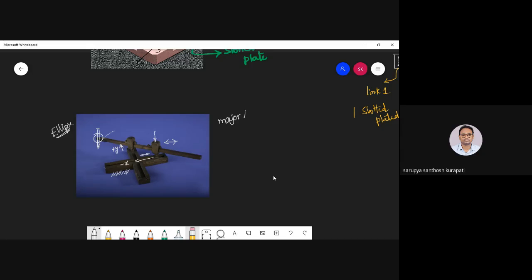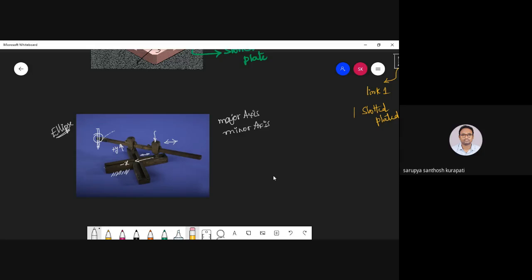So how you are going to get the major axis and the minor axis, we are going to discuss now. I hope you have understood, right? Here I'm fixing this particular slotted plate, and I'm giving an input to one of the sliders, or the extension link, whatever it may be.